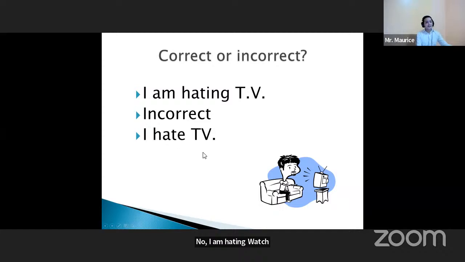Tenemos que decir, recordemos, verbos que no denotan la acción, no podemos aumentarles el ing. Simplemente "I hate TV. I hate watching TV", pero el verbo hate, odiar, no. No podemos aumentarle a ese verbo pues el ing form.